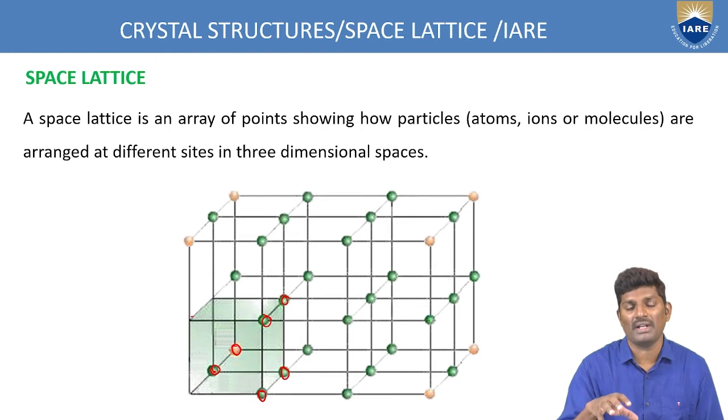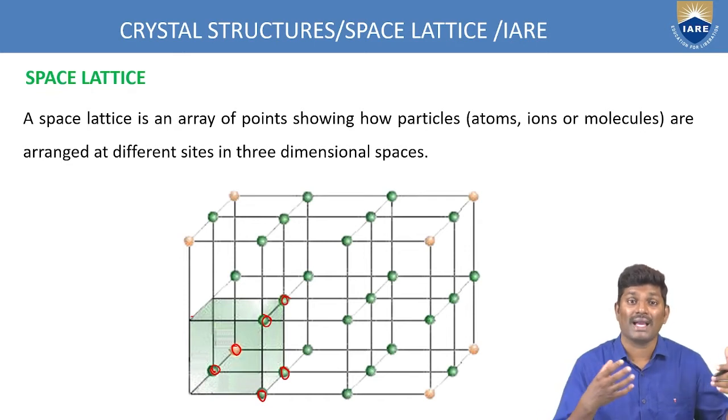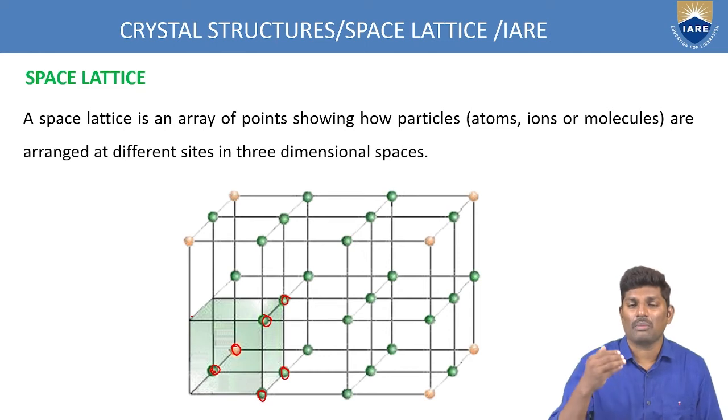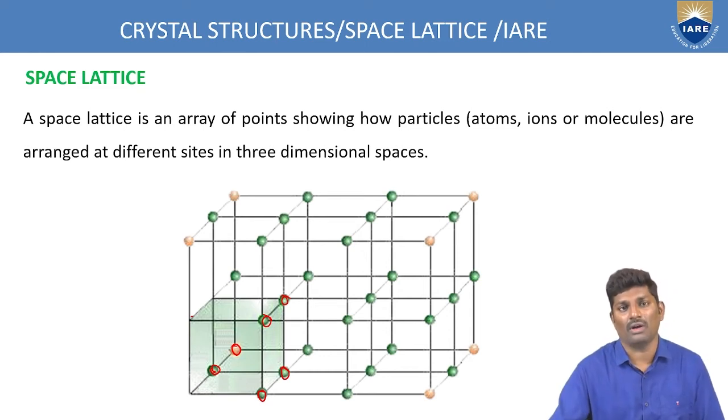It is an array of points showing how the molecules, ions or atoms are arranged at different sites in three dimensions. So depending upon this space lattice, you can easily find out the nature of the material.